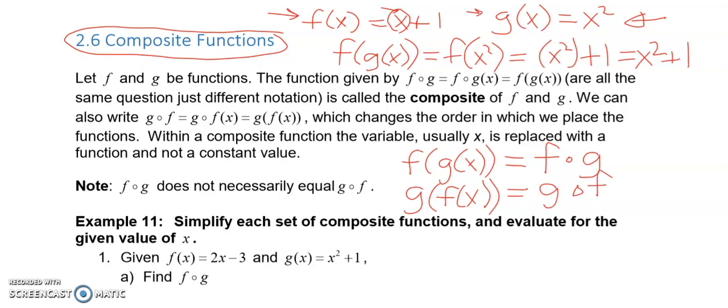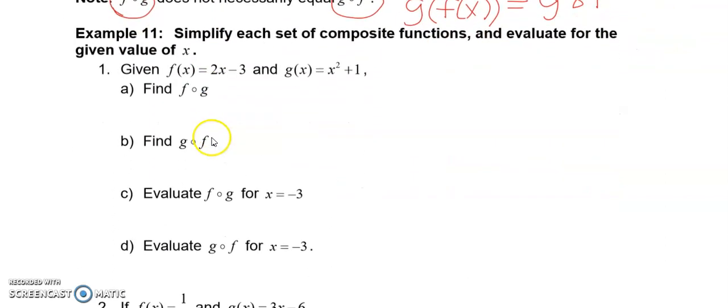All right? It's pretty straightforward, very simple. One thing they note right here, and it's something that's very important for you to know, f of g of x, in other words, where you put g into f, is not usually the same thing as g of f of x, where you put f into g. They're usually different, okay?